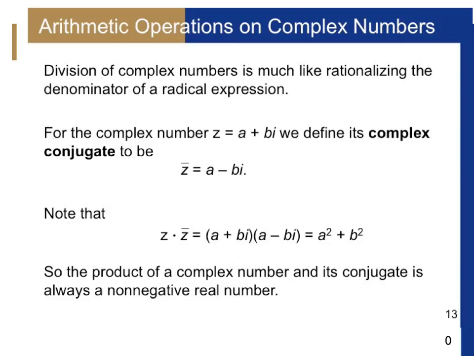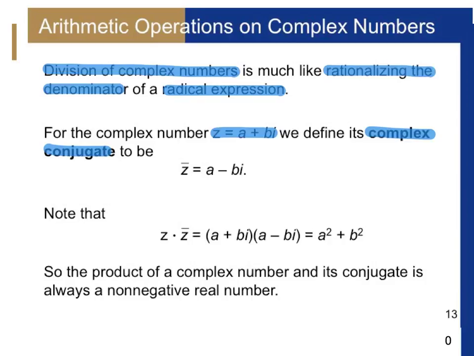Okay, so for division of complex numbers, we need to rationalize the denominator, just like we would with a radical expression. So when we have a complex number z, that's a + bi, we want to multiply it times its complex conjugate. Remember we talked about conjugates with the radicals. Now we're going to talk about the complex conjugate.